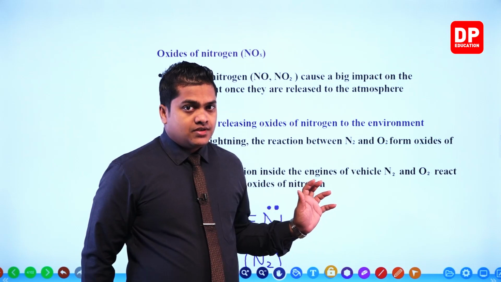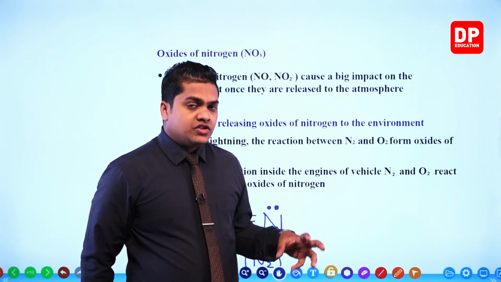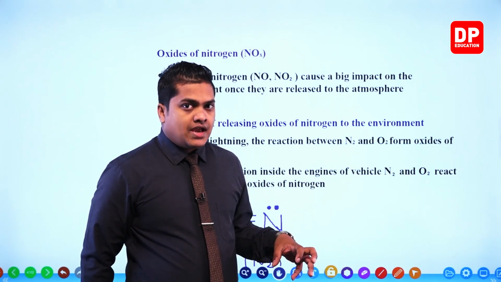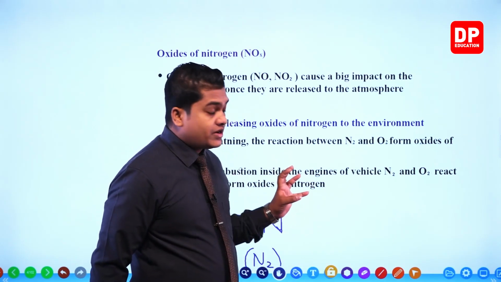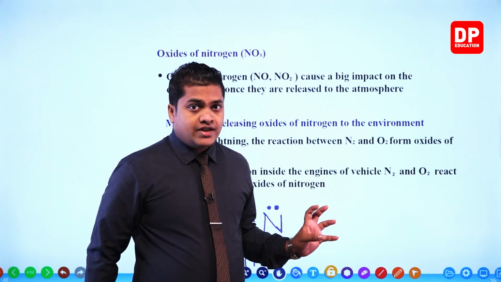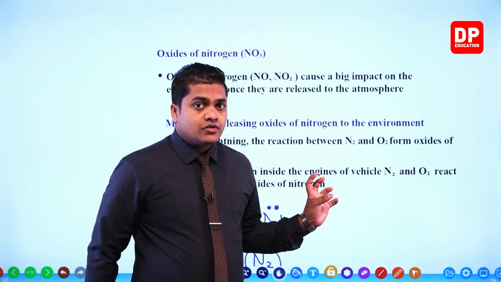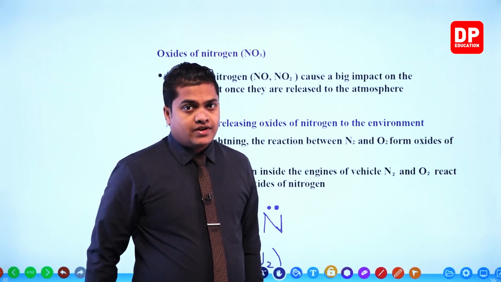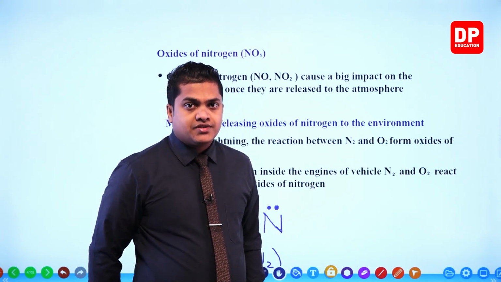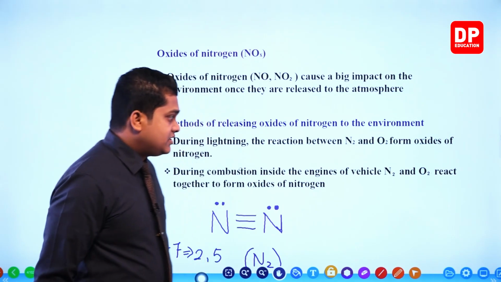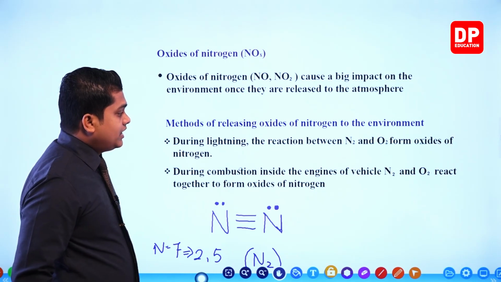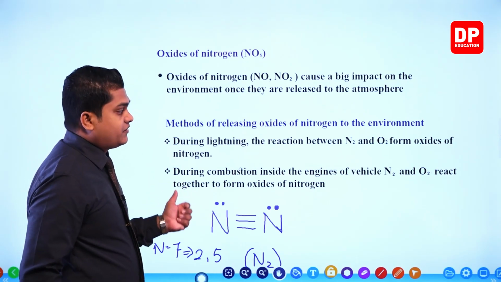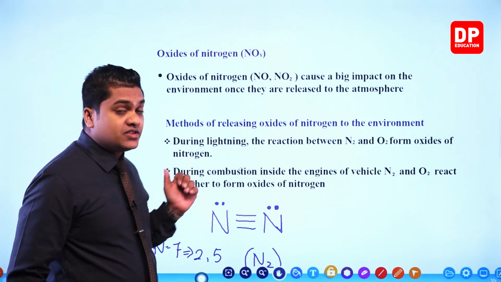In our engines, there's a fuel, and it is going to react with oxygen and combust to create heat energy. Other than that, my dear children, there's nitrogen as well. This nitrogen is also going to react with oxygen to create oxides of nitrogen within the engines of machines, especially in vehicles. Okay. So these are the ways in which oxides of nitrogen, not nitrogen gas, can be emitted to the environment.